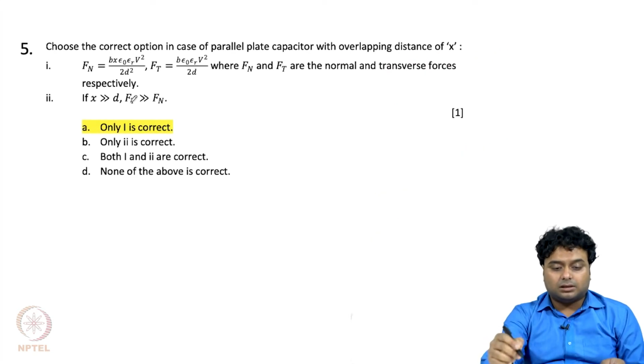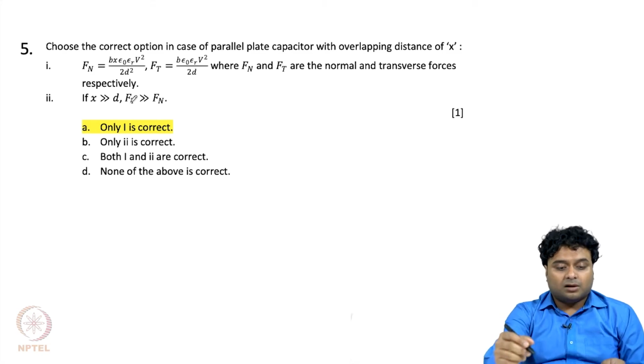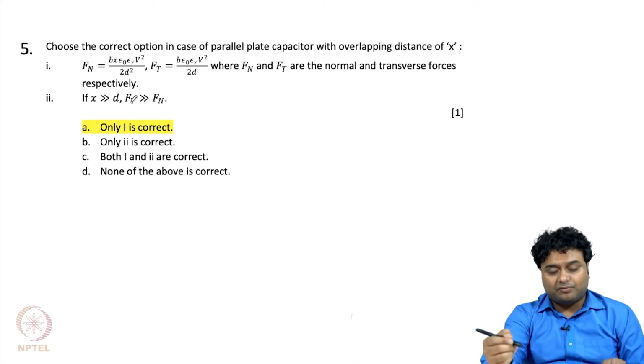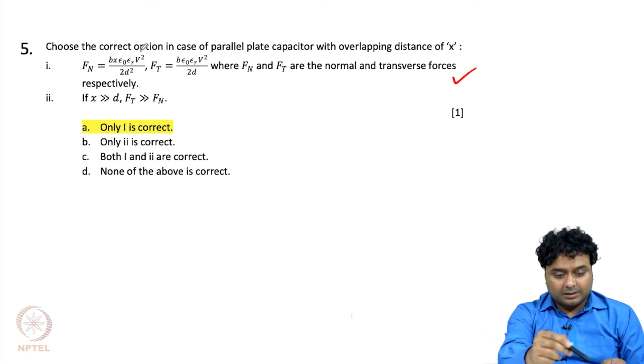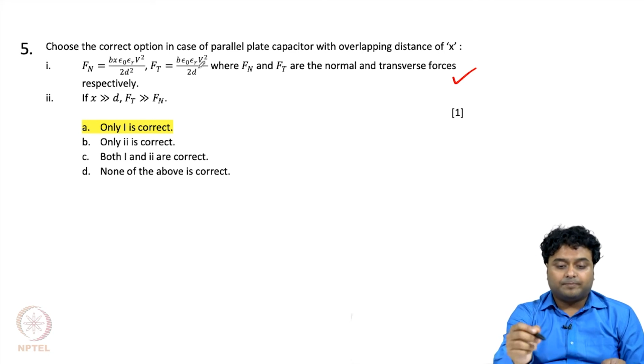Now the next is for the parallel plate capacitor. So the forces, like the normal force and tangential force or the transverse force between two plates of a parallel plate capacitor we have already discussed, and we know that the first option is correct, where the normal force is given by b x epsilon naught V square divided by 2d square, and this is the transverse force, b epsilon naught V square by 2d, right.